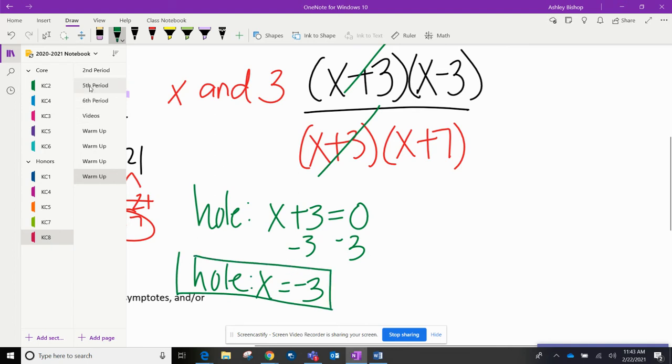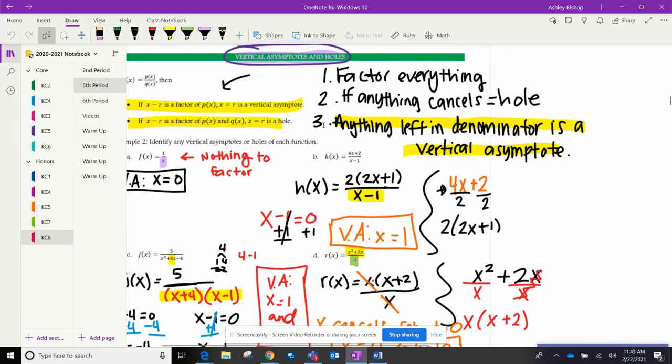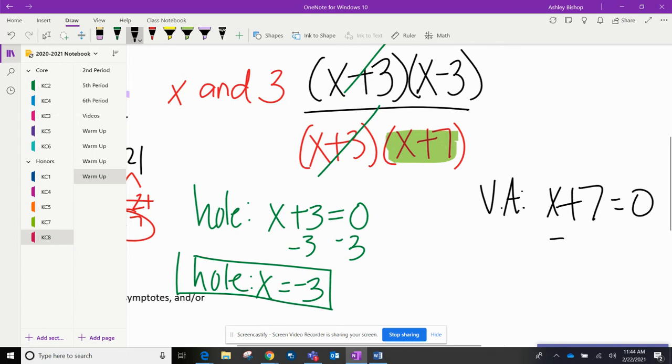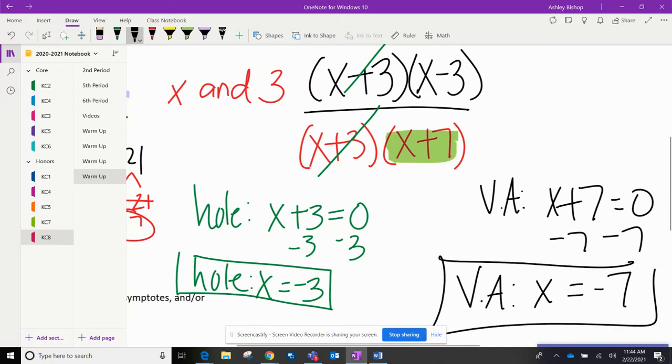And then the last thing I need to find is my vertical asymptote. And so step 3 on page 4 says anything left in the denominator is a vertical asymptote. So I do still have x plus 7 in my denominator. And so that is going to be my vertical asymptote, but I take that and set it equal to 0. So I have a vertical asymptote, my work for that. I take what's left in the denominator and set it equal to 0. I'm going to subtract 7 on both sides. I have a vertical asymptote at x equals negative 7.